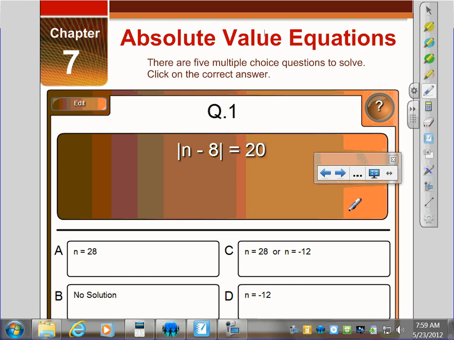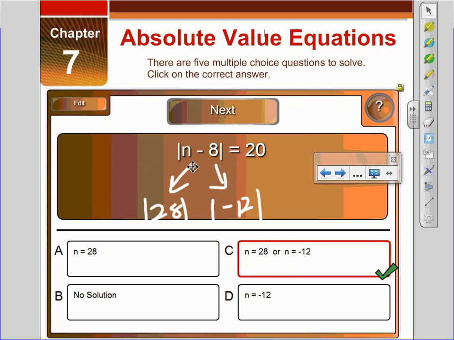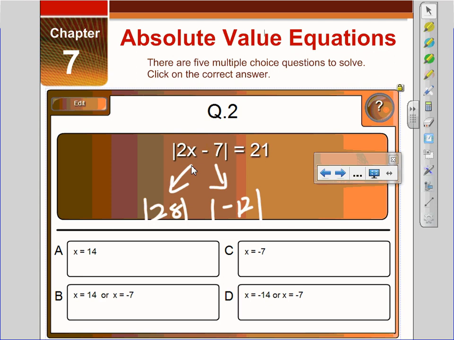Does minus 12 work? Is minus 12 minus 8? Well, it's minus 20. Sure, that will work either way. So that this could equal two different things. That could be the absolute value of 28 or the absolute value of minus 12. Either one would be sufficient for this question. So we check it. Yeah, that's the right answer. Well, let's go ahead and do another question.